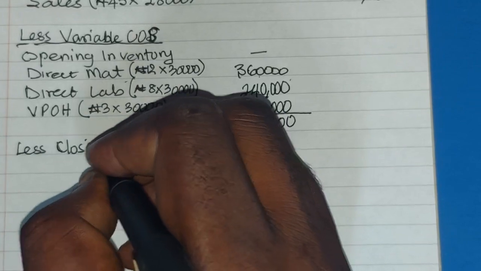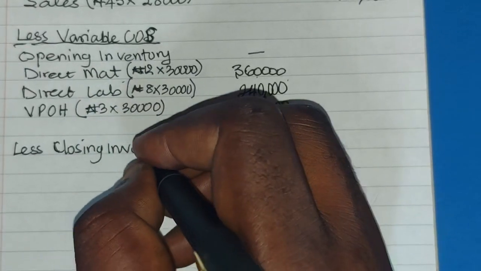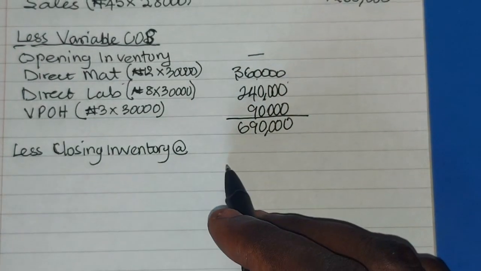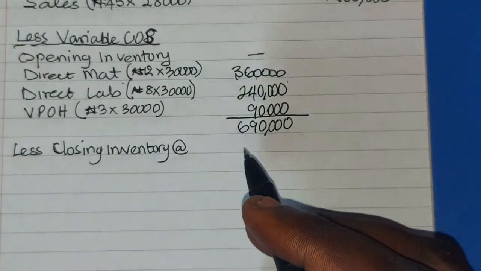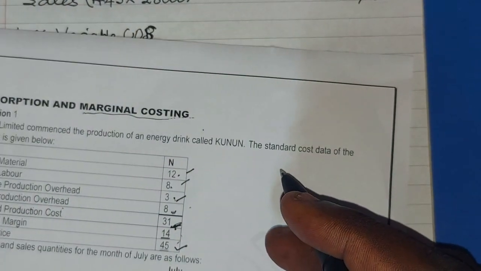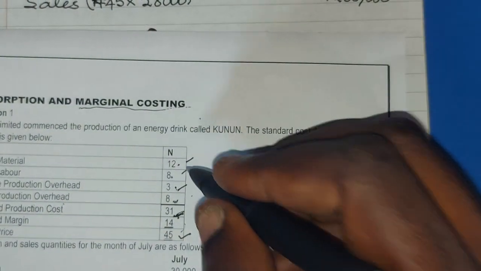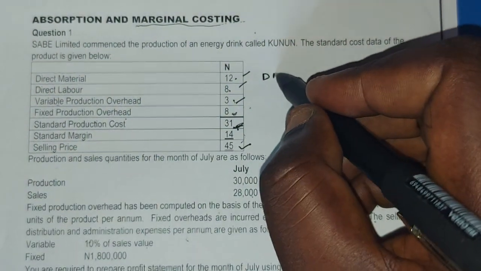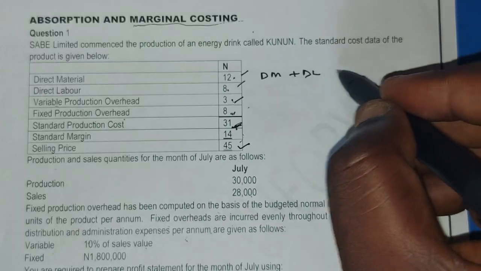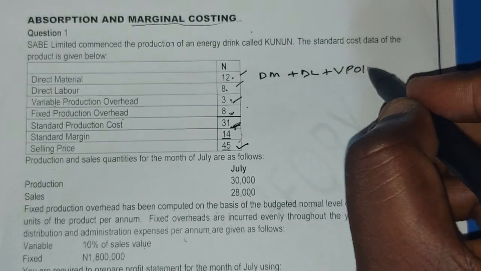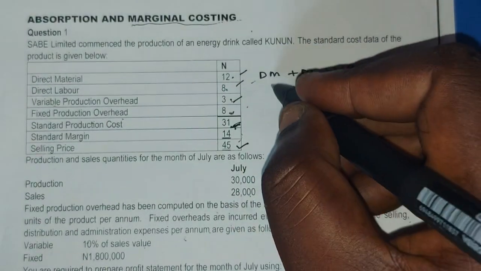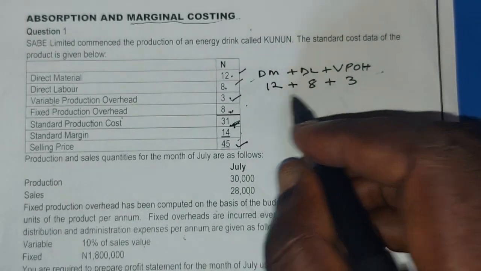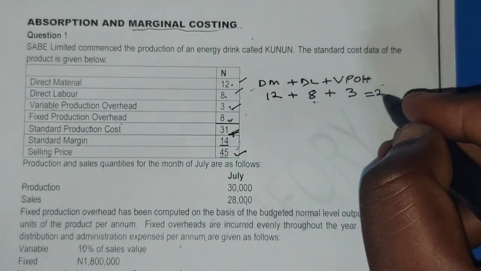Then you say less closing inventory. This closing inventory must be at marginal cost of production. Now, what is your marginal cost of production? If you look at your cost card, we have the direct material plus direct labor plus variable production overhead only. That's your marginal cost of production, which is 12 plus 8 plus 3. 12 plus 8 is 20, plus 3 will give you 23 naira.